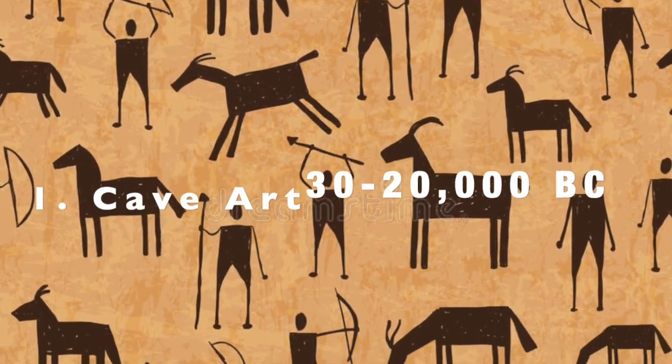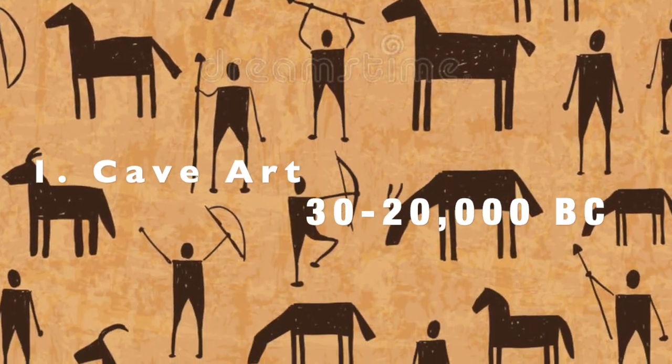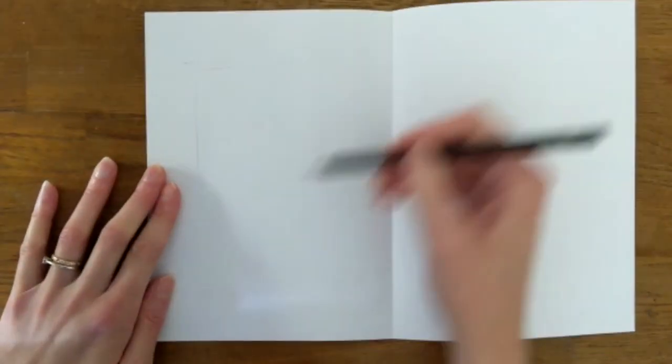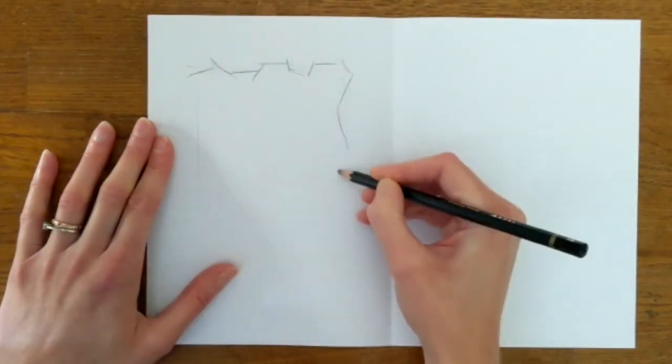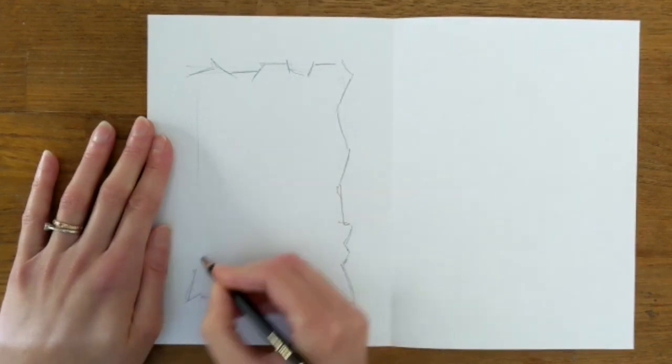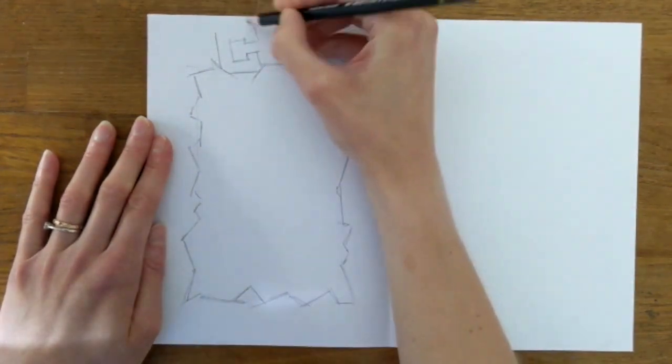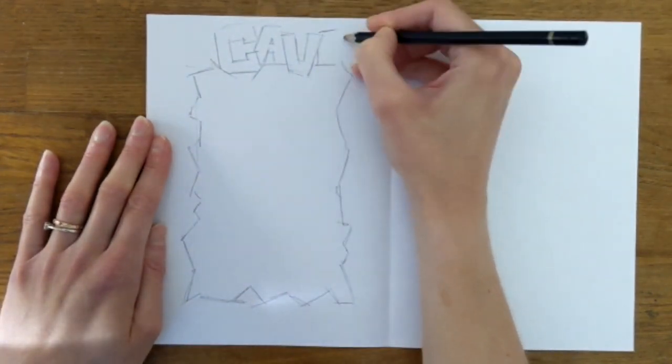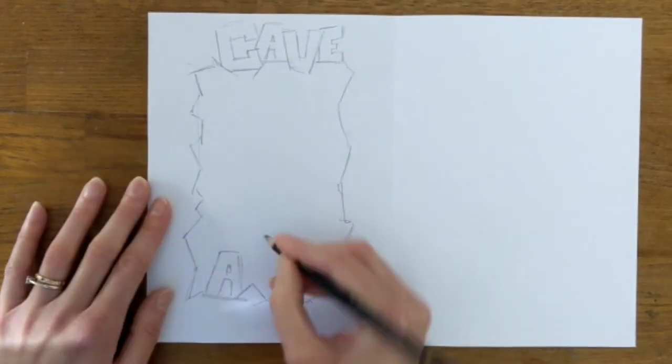Let's look at some examples of how you might do this. Firstly, let's look at cave art. Once you've researched about the different movements, you can start to sketch in your page. Remember, it needs to have the title of each movement and the dates when this movement happened.